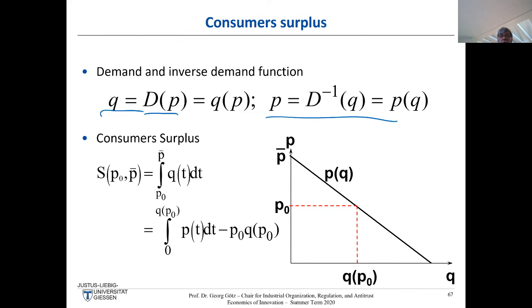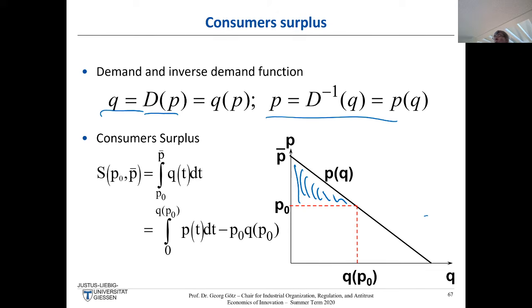It's much easier if you start here with our standard market diagram. Here you know what your consumer surplus is. This is consumer surplus. And how can you calculate that in formal terms? Of course, if you have linear demand, you would just say this is P bar minus P0 times Q over 2, okay? Because it's just a triangle, so no need to use an integral.